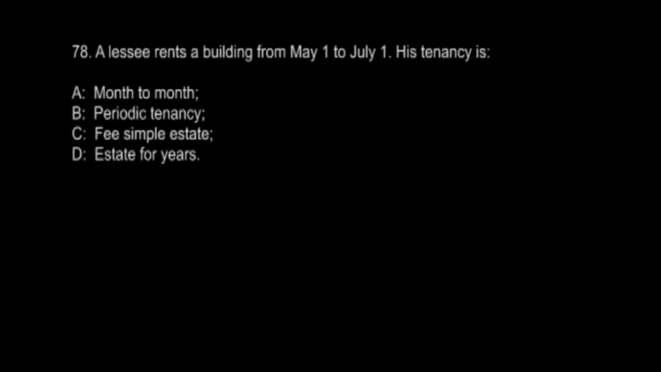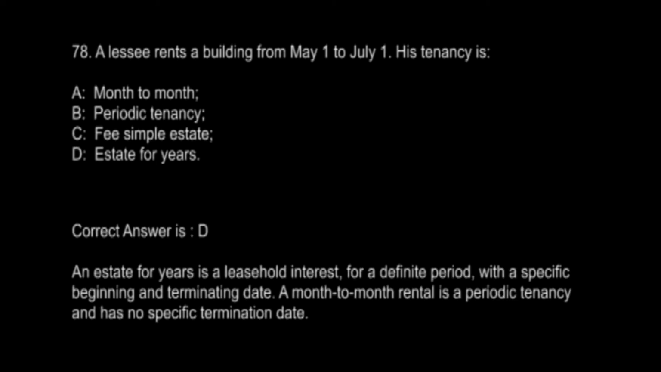78. A lessee rents a building from May 1 to July 1. His tenancy is A. month-to-month, B. periodic tenancy, C. fee simple estate, D. estate for years. Correct answer is D. An estate for years is a leasehold interest, for a definite period, with a specific beginning and terminating date. A month-to-month rental is a periodic tenancy and has no specific termination date.